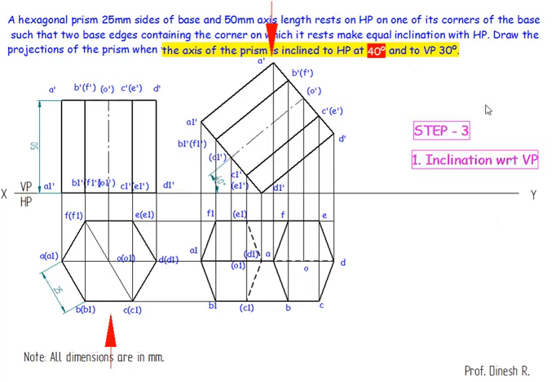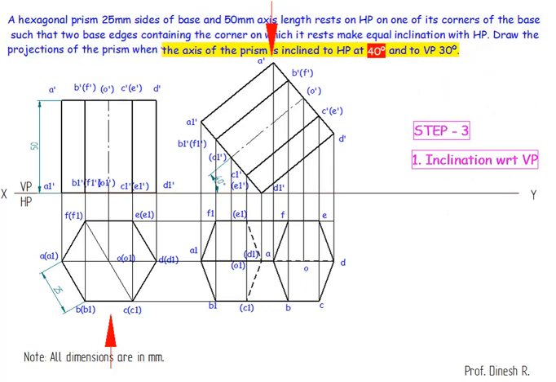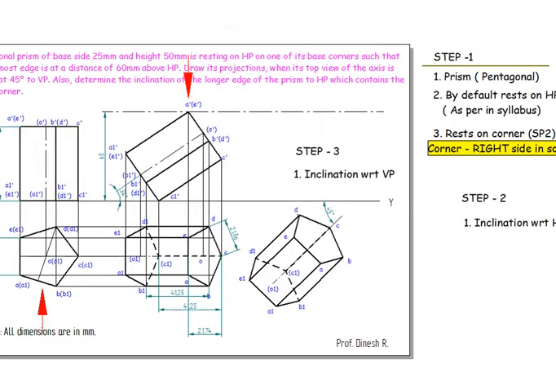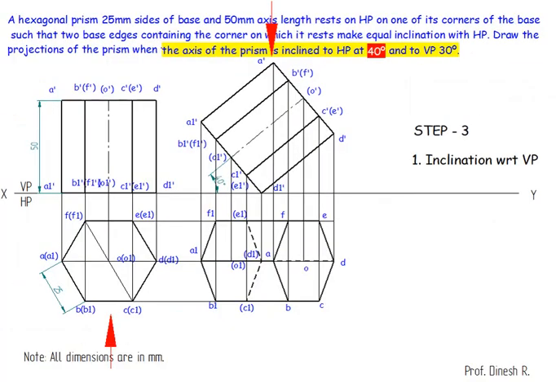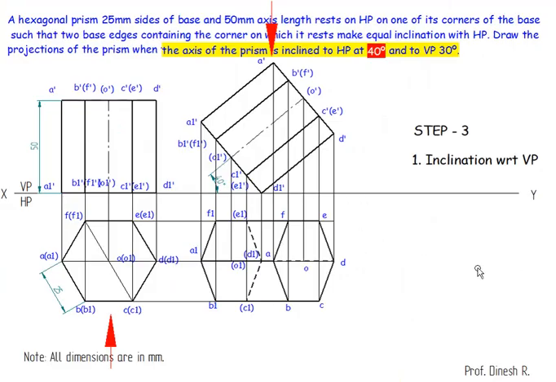So third step is inclination with respect to VP. Here he has given the true inclinations. We need to find the apparent inclinations. In the previous problem, the pentagonal problem, what was given was the top view of the axis inclined. That means this top view is inclined, meaning he has given the apparent inclinations. In the first problem, the resting edge was inclined. So now I need to draw these lines.